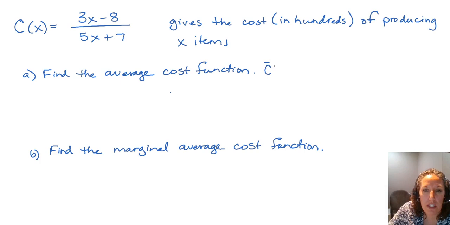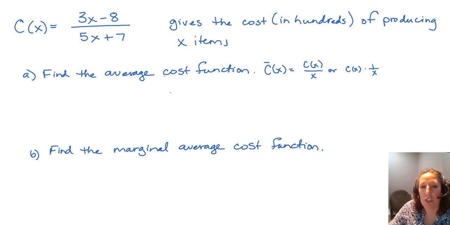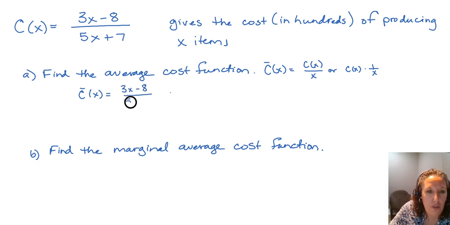The average cost, typically the symbol that we use is c of x with a bar on top of the c. And the formula for finding it is we're going to take that total cost function, c of x, and divide by x. Or that's the same thing as c of x times 1 over x, which is the form we're going to use for this example. So our average cost function is going to be our cost, 3x minus 8 over 5x plus 7 times 1 over x.